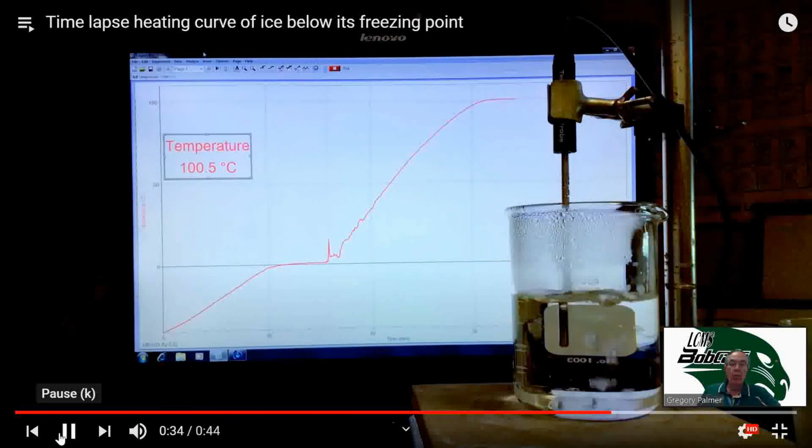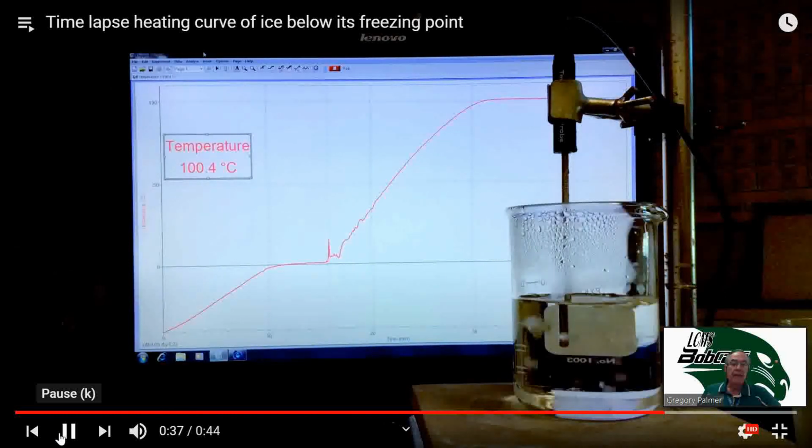As it starts to boil and vaporize, the temperature is remaining constant.